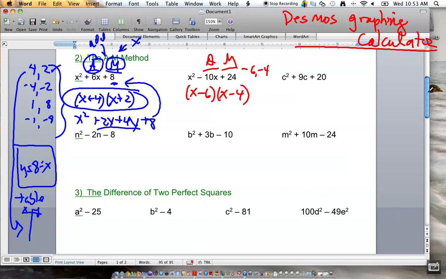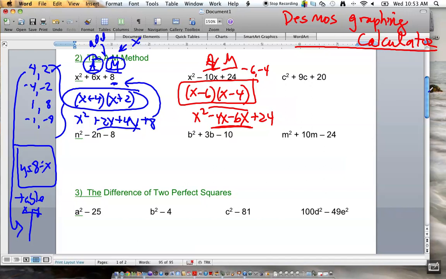Okay? If I do my quick mental check here, x times x is x squared, x times -4 is -4x, -6 times x is -6x, and -6 times -4 is +24. Notice that's a -10x in the middle, which is what I wanted. So this is my factor. Okay?